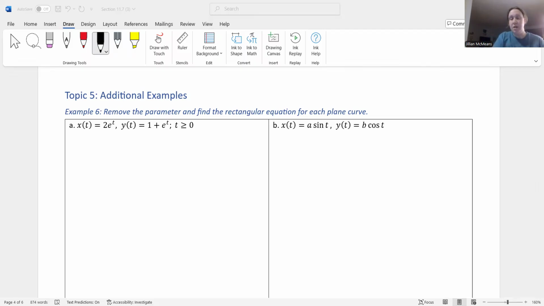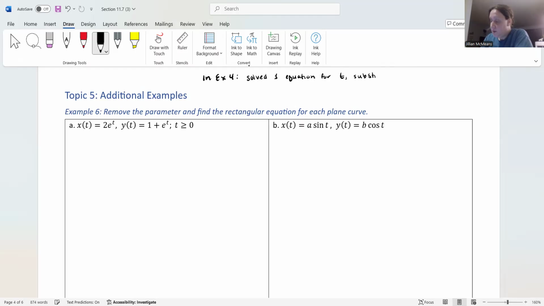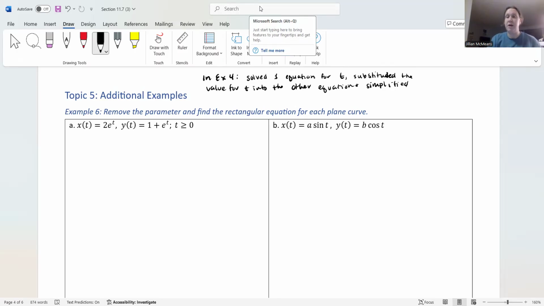Okay? So I guess it was example 4. So in example 4, we basically solved one equation for t, substituted the value for t into the other equation and simplified. Okay, so just really quick to remind ourselves, this is one method for removing the parameter and getting rectangular form of the equation.